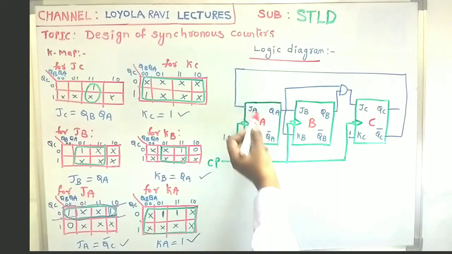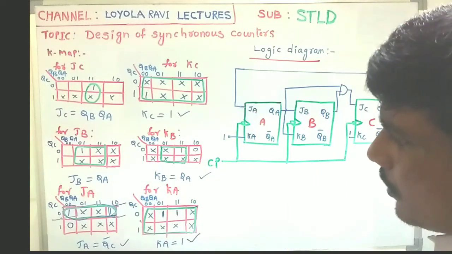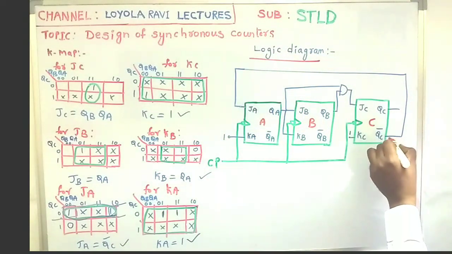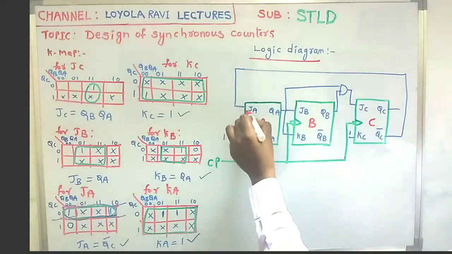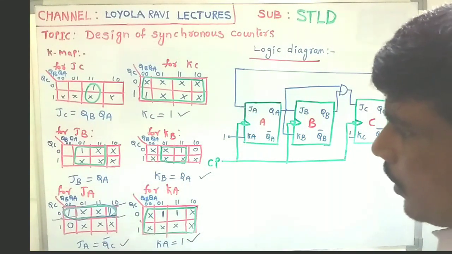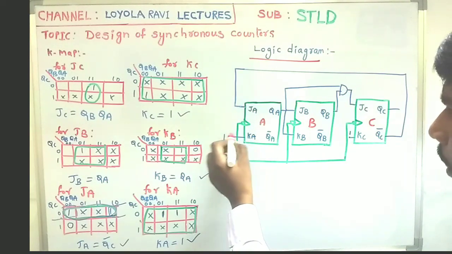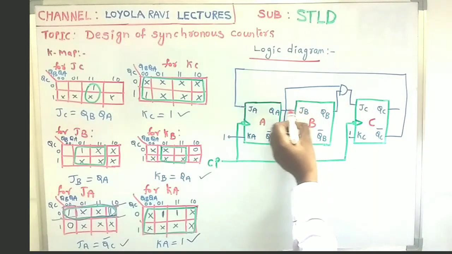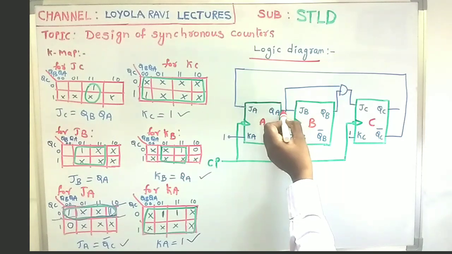Okay. What is JA? JA is equal to QC bar. So QC already we know. So QC bar is connecting to JA. Then what about KA? KA is equal to 1. Externally we are applying KA as 1. Okay. Then JB is QA. JB is connecting to QA. Directly QA is connecting to JB.